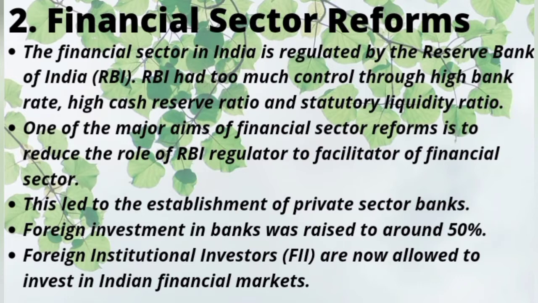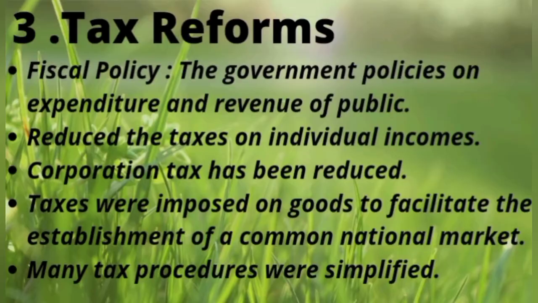So reducing the role of RBI means that the financial sector may be allowed to take decisions on many matters without consulting the RBI. And also those banks who have fulfilled these conditions have been given certain freedom to set up new branches without the approval of RBI and rationalize their existing branch networks. Then the next reform is the tax reforms.